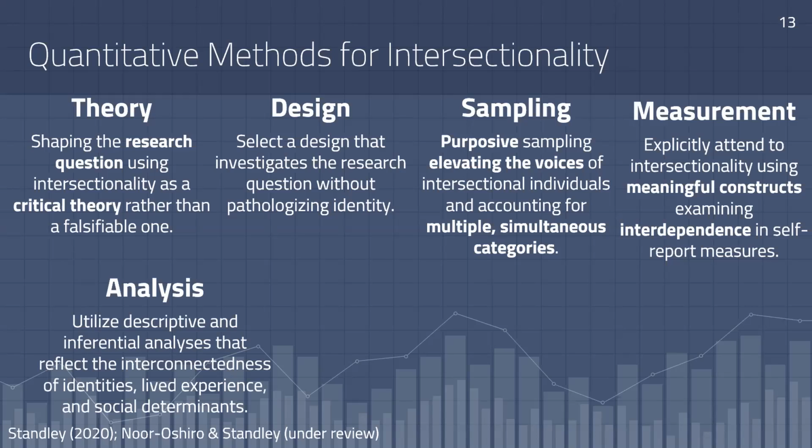In the analysis phase, you want to think about utilizing statistics that reflect the interconnectedness of identities and lived experience, as well as those social determinants at multiple ecological levels. So some questions here include, how do the statistical methods examine various positions of identity, those dominant, subordinate, and mixed positions that I talked about earlier?